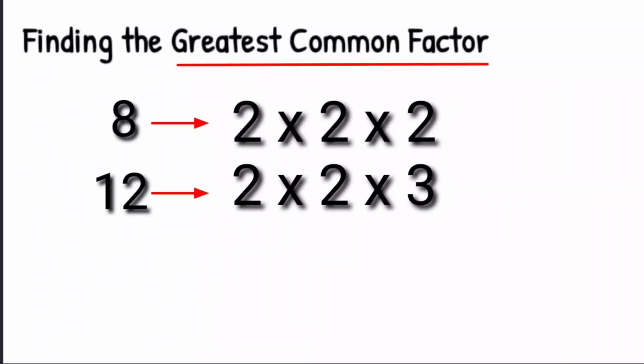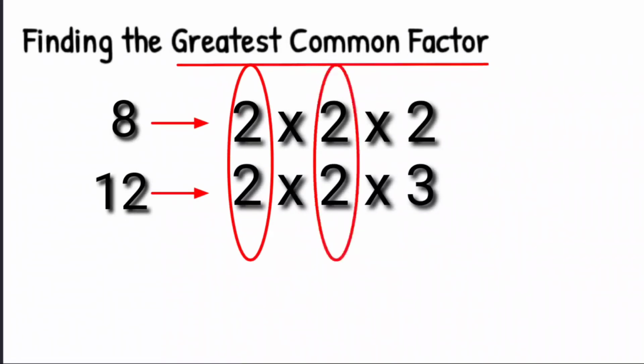As we can see, there are two sets of common factors. Let's circle the first set. 2 is common. We have another set. I circle this. 2 is also common. Is there another set of common numbers? No. As we can see, there are only 2 sets of common factors.